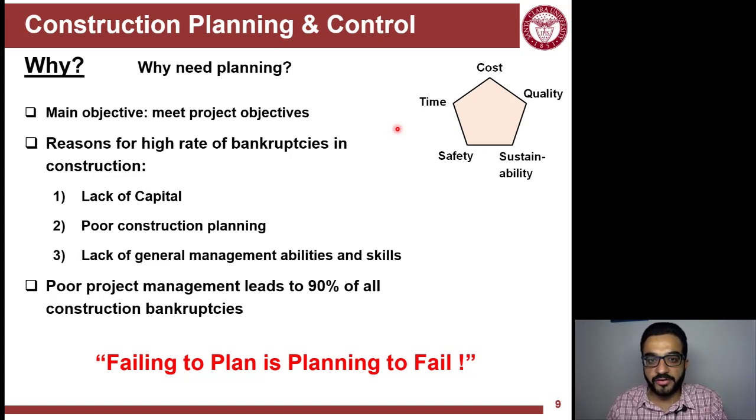studies have highlighted the reasons for contractors going out of business. And one of them is poor construction planning. So they just jump into projects without a plan, and then they meet a lot of issues: lack of resources, lack of capital or cash, incorrect sequencing, and quality issues will happen. So poor planning is a big issue, and if contractors don't pay attention to that, they will fail. So failing to plan is planning to fail.